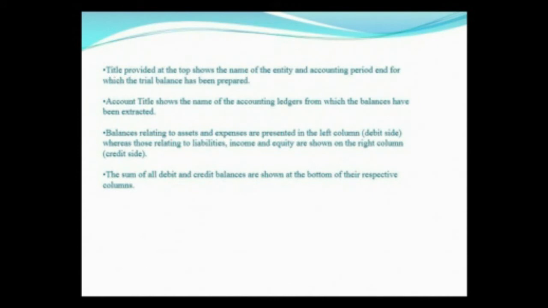As I have shown, the title provided at the top shows the name of the entity and the accounting period for which the trial balance has been prepared. Account title shows the name of the accounting ledgers from which the balances have been extracted. Balances relating to assets and expenses are represented in the left column, the debit side, whereas those relating to liabilities, income and equity are shown in the right column, the credit side. The sum of all the debit and credit balances are shown at the bottom of their respective columns, right?